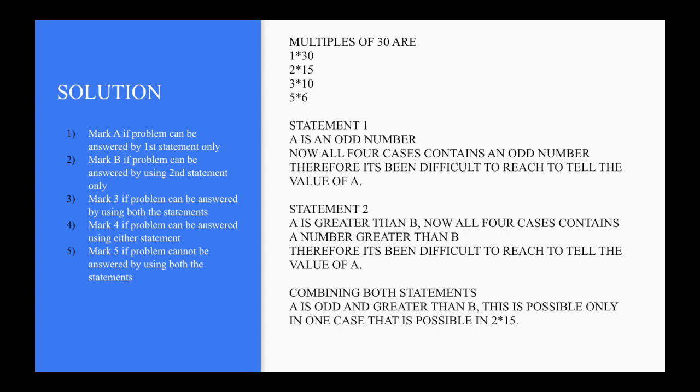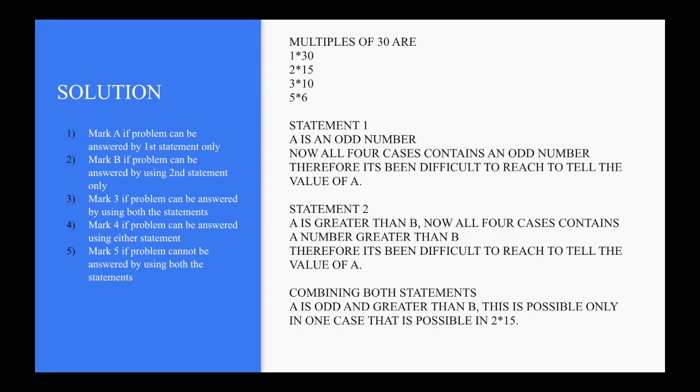Now, the second statement says that A is greater than B. Since A is greater than B, in each probability which we have discussed of making a product 30, I'm getting a number greater than the other number. So by using statement 1 also and by using statement 2 also, it's difficult for me to find out the value of A.